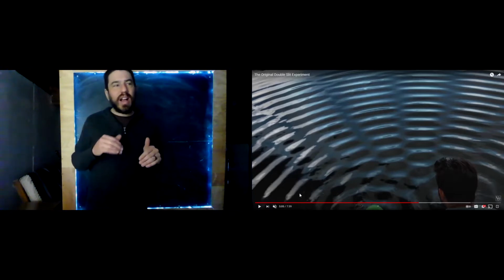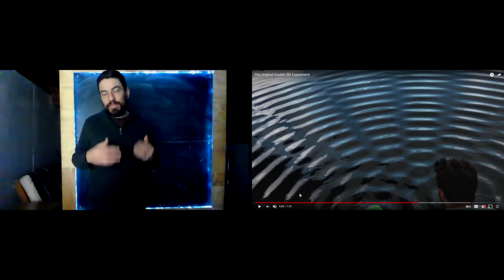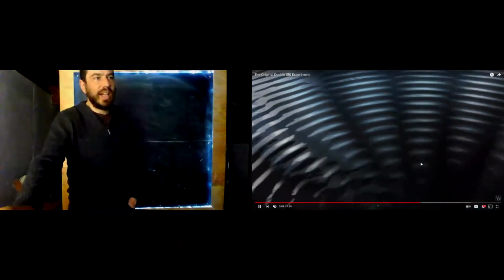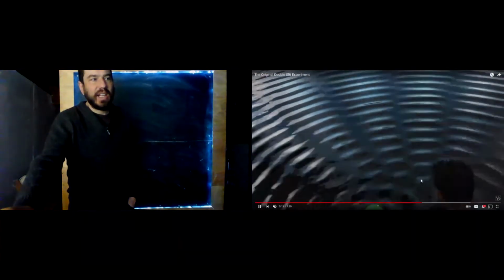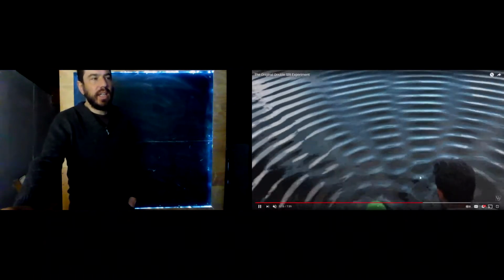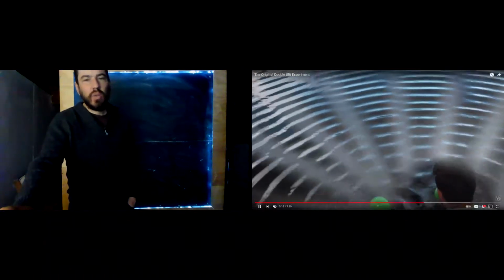The reason I took us outside is because reflections from the walls screw up that pattern. So here he's showing the lines where they are adding constructively, and here on this video he's showing lines where they are adding destructively or canceling.